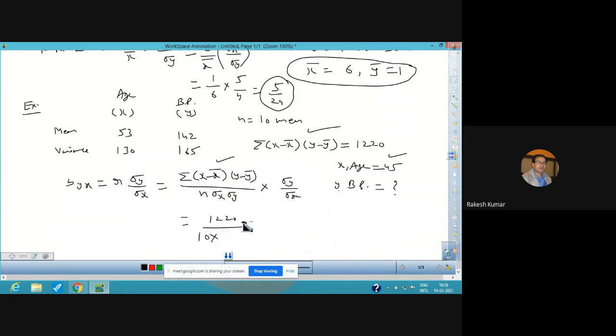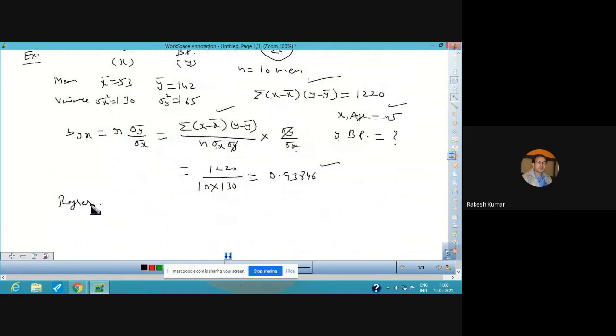This is sigma X square, and this is X bar, this is Y bar, this is sigma Y square. If sigma X square is 130, it can be used here, because sigma x will be the root of sigma x square, and sigma y can be cancelled over here. So you will have 0.93846. This is your value of the regression coefficient. Now you can estimate the regression line.